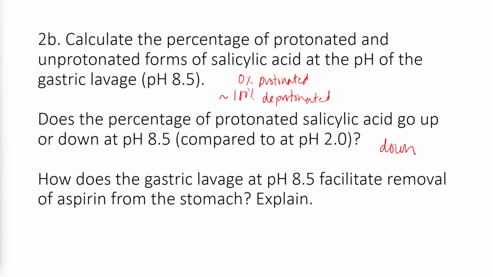So if our salicylic acid is deprotonated, let's think about this in context, right? We have a bunch of salicylic acid. It's in someone's stomach or in their intestines, right? It's going to get maybe absorbed into their intestinal cells and go into their bloodstream, or it's going to pass through and be excreted. So what makes the difference of when it gets absorbed or if it is going to pass through?